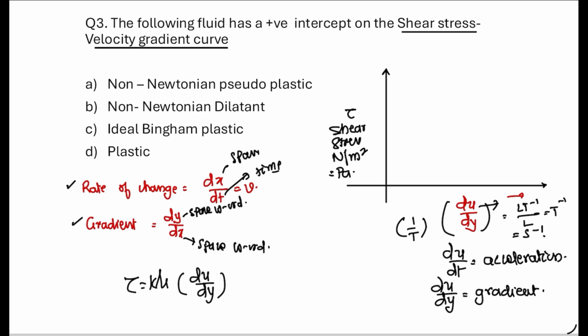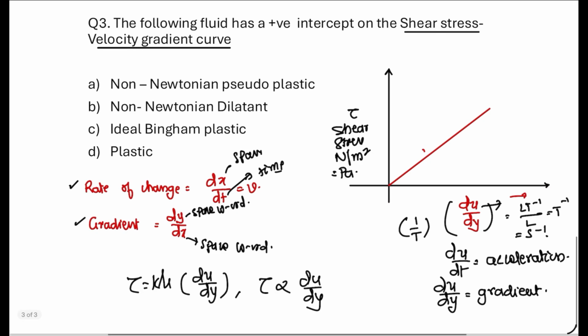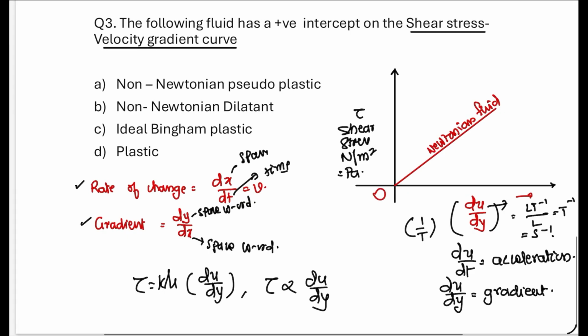When k and mu are constants, what happens? Tau is directly proportional to du by dy. That is Newton's law. That means tau is directly proportional to du by dy. This is a Newtonian fluid. For a Newtonian fluid, it goes from the origin and it's a straight line.